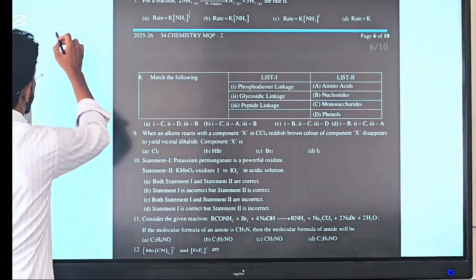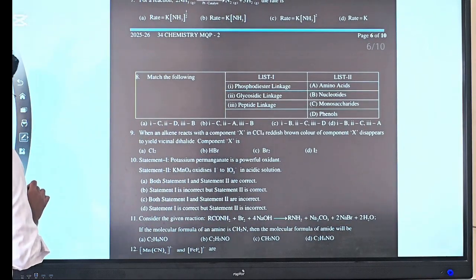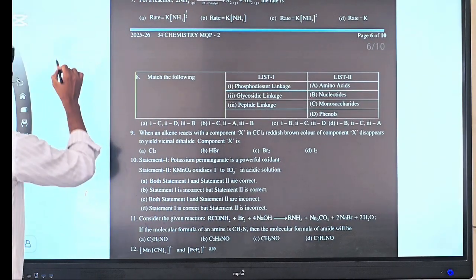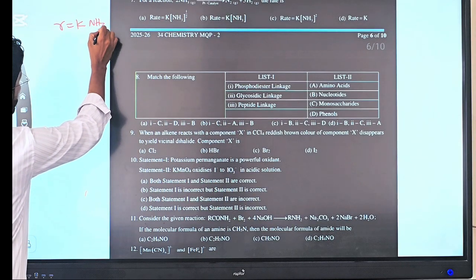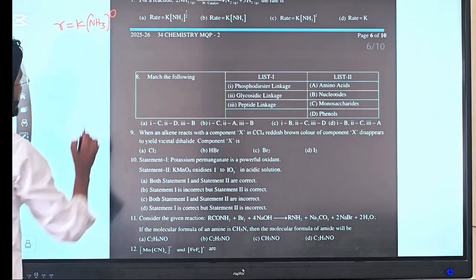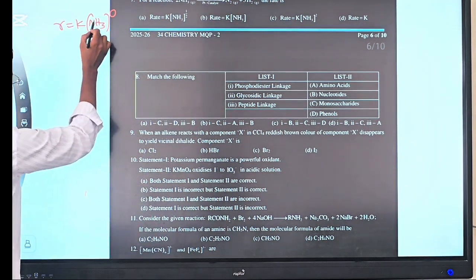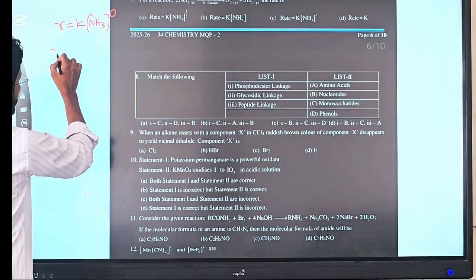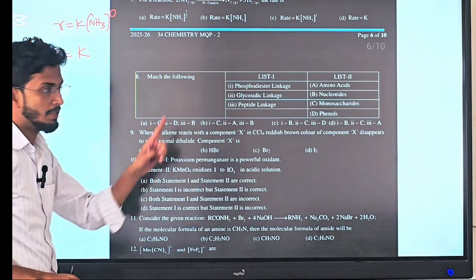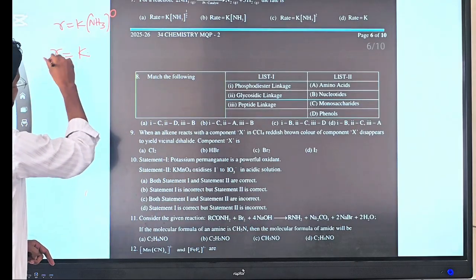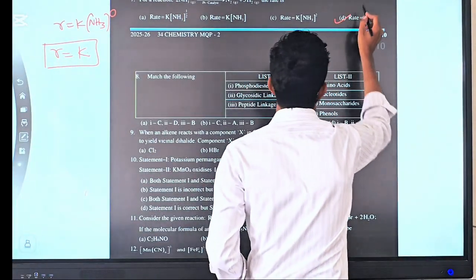So the answer of this question will be R is equal to K, NH3 to the power 0, the concentration of reactant to the power 0. Why? Because these reactions follow zero order kinetics. Anything to the power 0 will be 1, so K into 1 will be K. So R is equal to K. The answer of this question will be D.